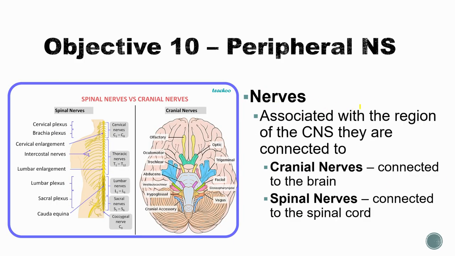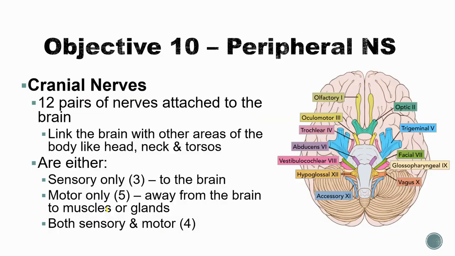And so the nerves are associated with the region where they're connected, and so we have two main groups. We have the cranial nerves, which are going to be connected to the brain, and we're going to have the spinal nerves, which are connected to the spinal cord. And so the rest of the video is going to be us going through these different areas.